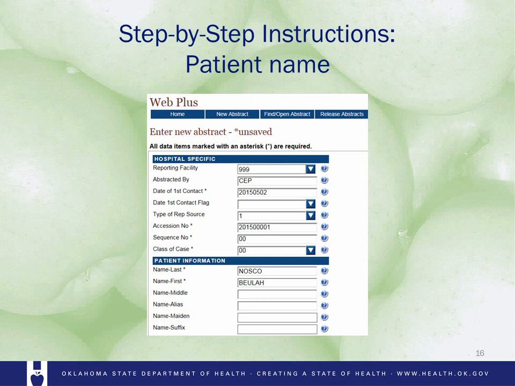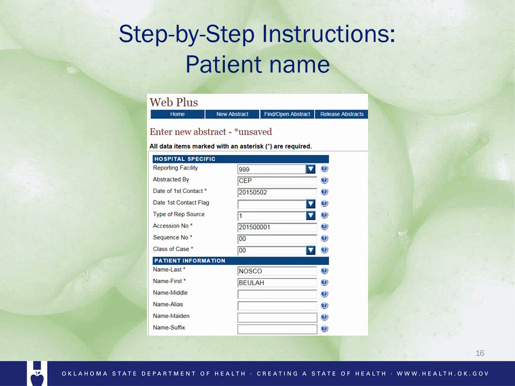When entering the last name, you can use a space for McDonald or hyphen for Smith Jones. When entering the first name, remember to use the legal first name. For example, if the patient's name is Robert, but he goes by Bob, you will put Robert in the first name field and Bob in the alias field.